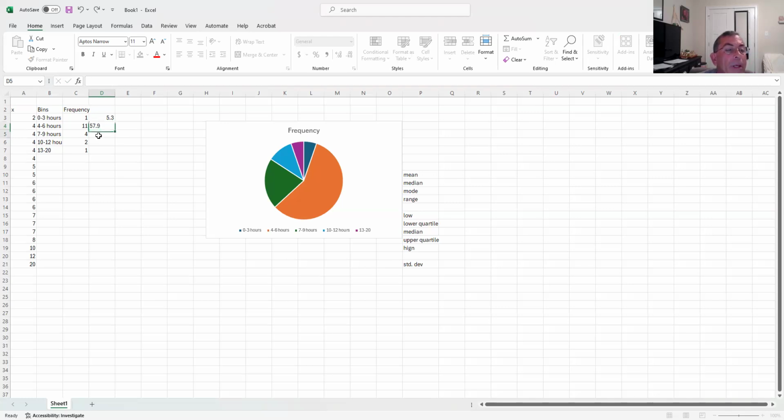All right, this one would be 4 divided by 19 times my 100. Gives me 21.1. All right, y'all, 2 divided by 19 times my 100 gives me 10.5.